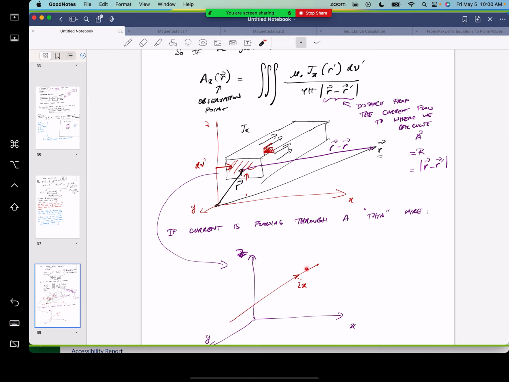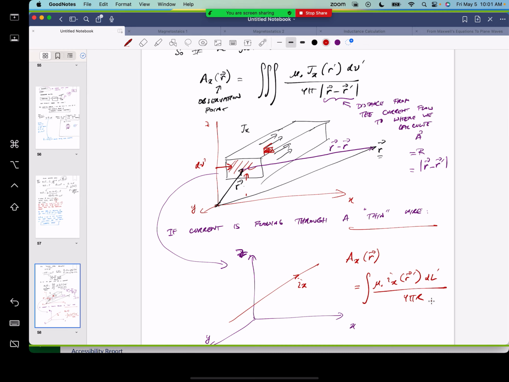Because I'm integrating over an infinitesimally narrow volume. So I've shrunk this into something really thin. So when I integrate the current density, I just end up with I sub x. And additionally, all that current is bunched up into one point here. So anyway, I can replace this whole thing, assuming I have a thin wire, with A sub x of r equal to the integral of mu naught I sub x of r prime dl prime over 4 pi r.